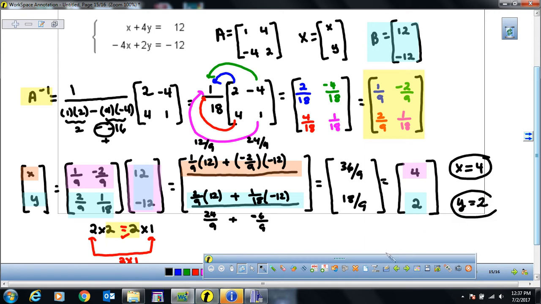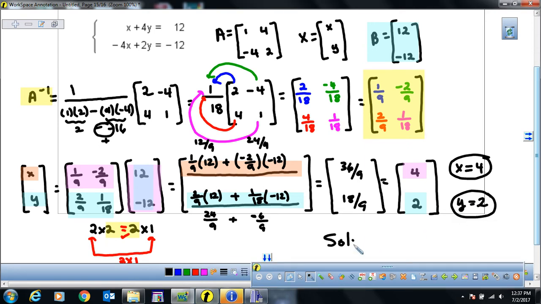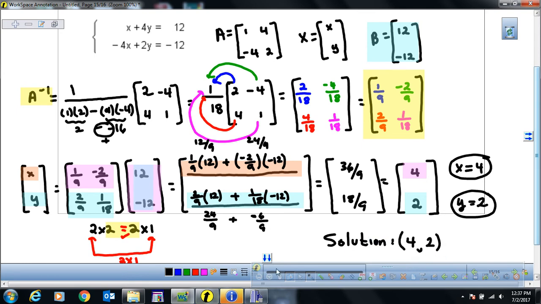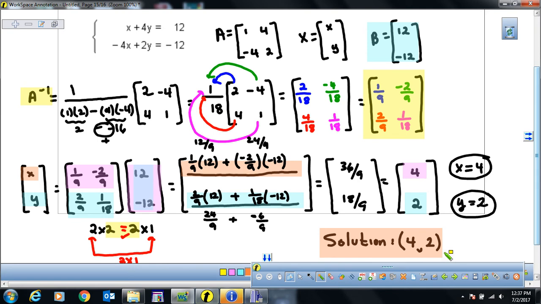So that is my solution. We can write the solution as an ordered pair. The solution for this system of equations is the pair (4, 2). That's the point of intersection of those two equations. And this concludes section 9.4, which deals with finding inverses of matrices and solving systems of linear equations, like I showed you, by using the inverse of the matrix, by multiplying A inverse times B.